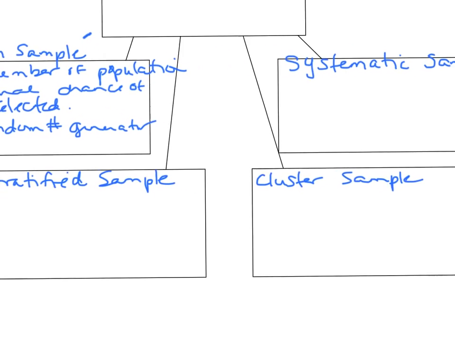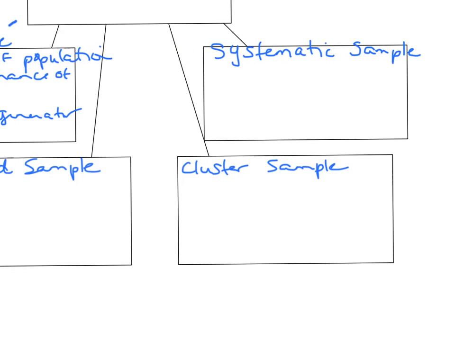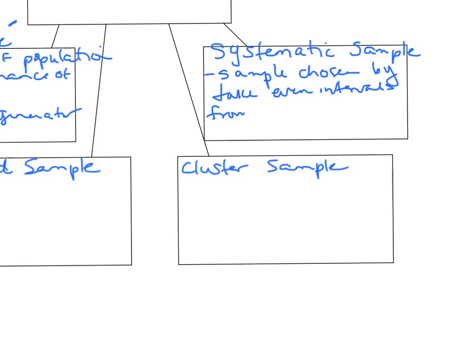Okay, systematic means, let's say you needed some sample and you decide that, let's say the whole class is my population, and I need only 10 people from the class. I want to get a sample of 10. And let's say I decide to choose every third person, okay, and every third person gets chosen to be in my sample. That's what we call systematic. When the sample's chosen by taking even intervals from the population.